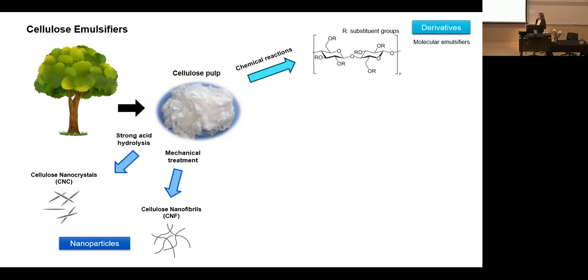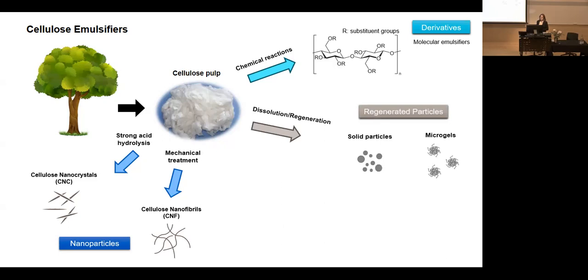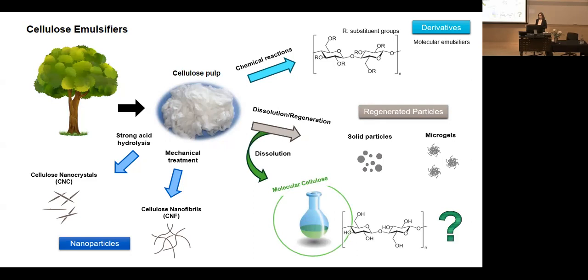And finally, we have the regenerated particles, which we obtain through a dissolution and regeneration process, which means we dissolve the material and then we precipitate it in order to get either solid particles or microgels. And so the question arises, why not use directly the cellulose solutions, having native cellulose molecules as a molecular emulsifier? So is native molecular cellulose amphiphilic enough to adsorb at oil-water interfaces and be able to stabilize emulsions?